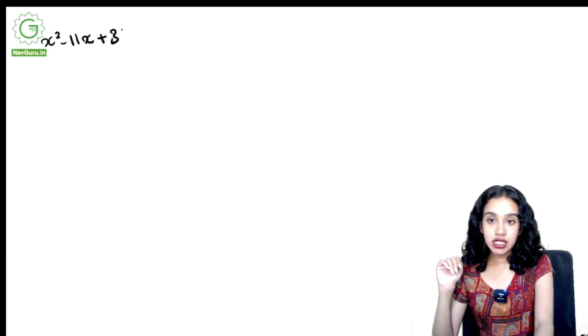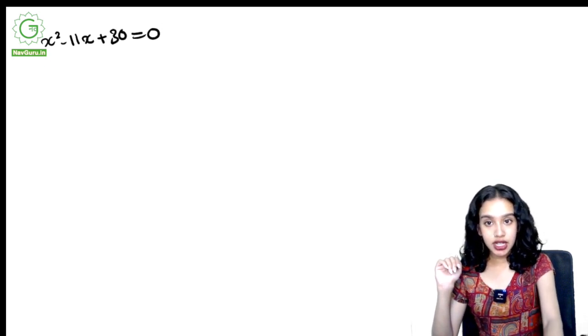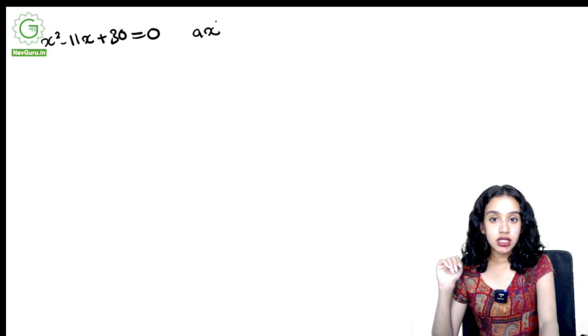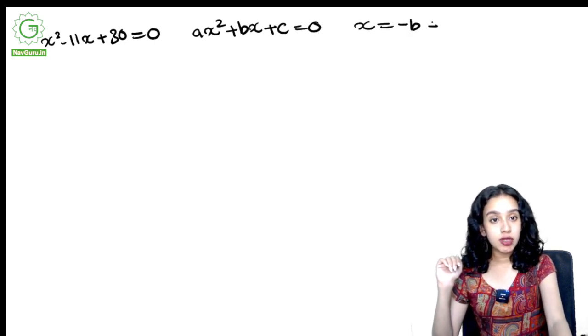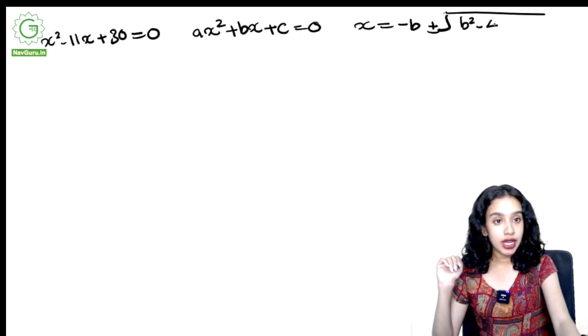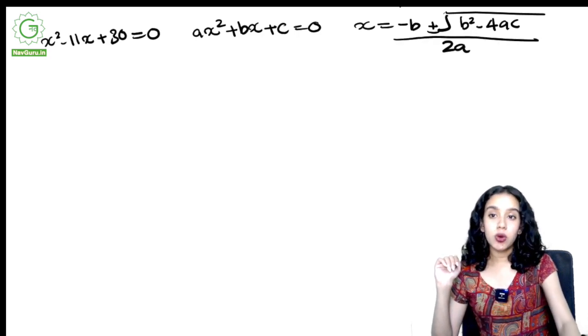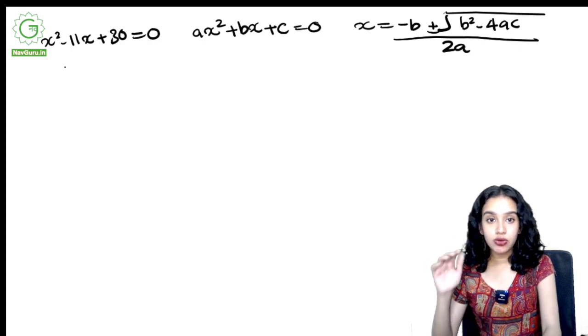So we have x square minus 11x plus 30 is equal to 0, right? So what was the form of the equation? ax square plus bx plus c is equal to 0. And how do we find x? x is equal to minus b plus or minus root of b square minus 4ac, whole divided by 2 times a, right? Now, let's solve for x here.